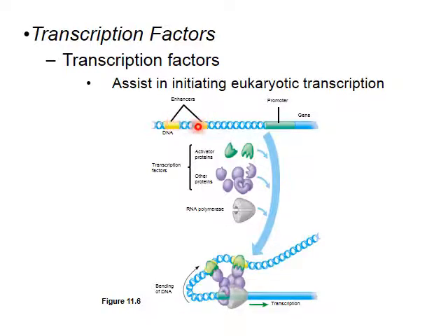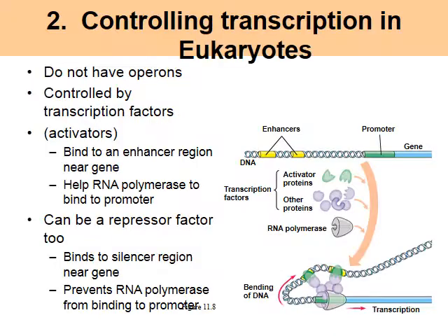But way out here, you'll have these enhancers. You go, okay, well, they're way out in front. Well, what they do is they will bind to these transcription factors, physically bend over, and help that RNA polymerase get to where it needs to go, and then it can start transcription. So it's a way of regulating the transcription. If these factors are not present, then this gene will not be expressed. So, like I said, eukaryotes, we don't have operons. We are controlled by transcription factors.